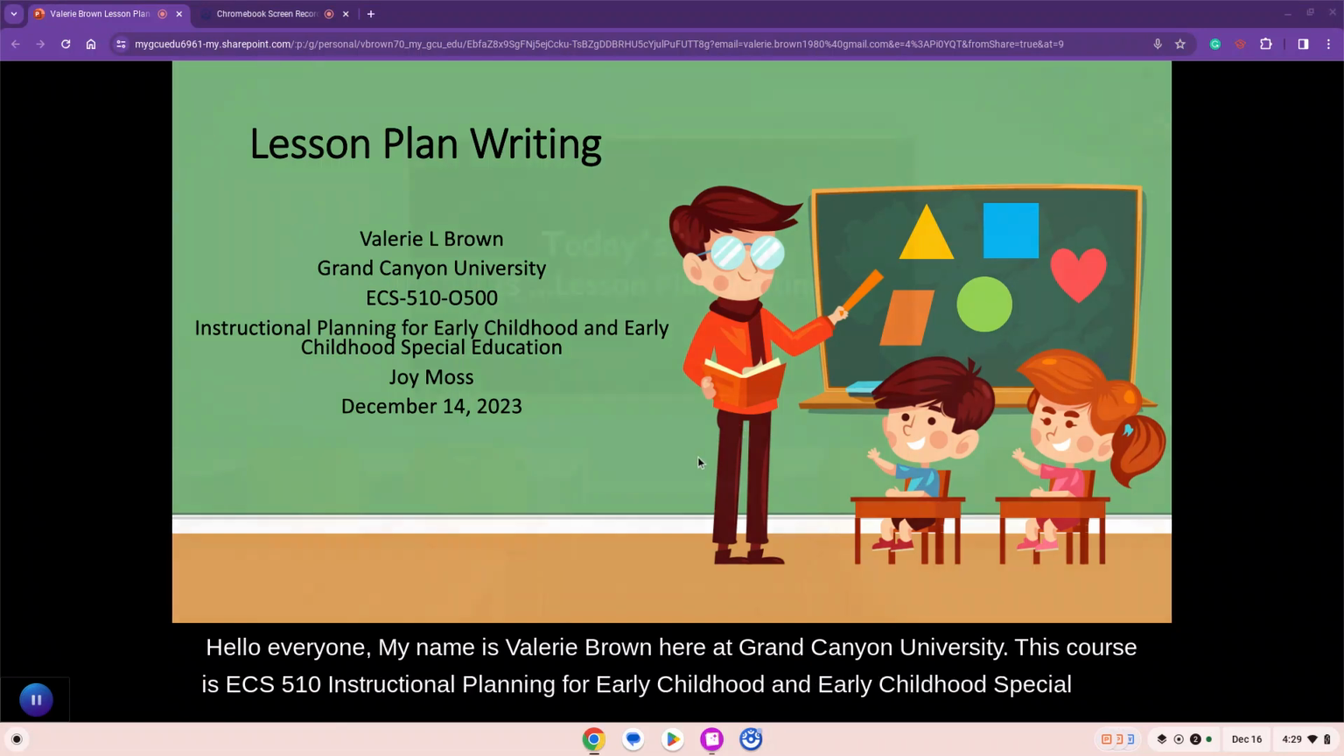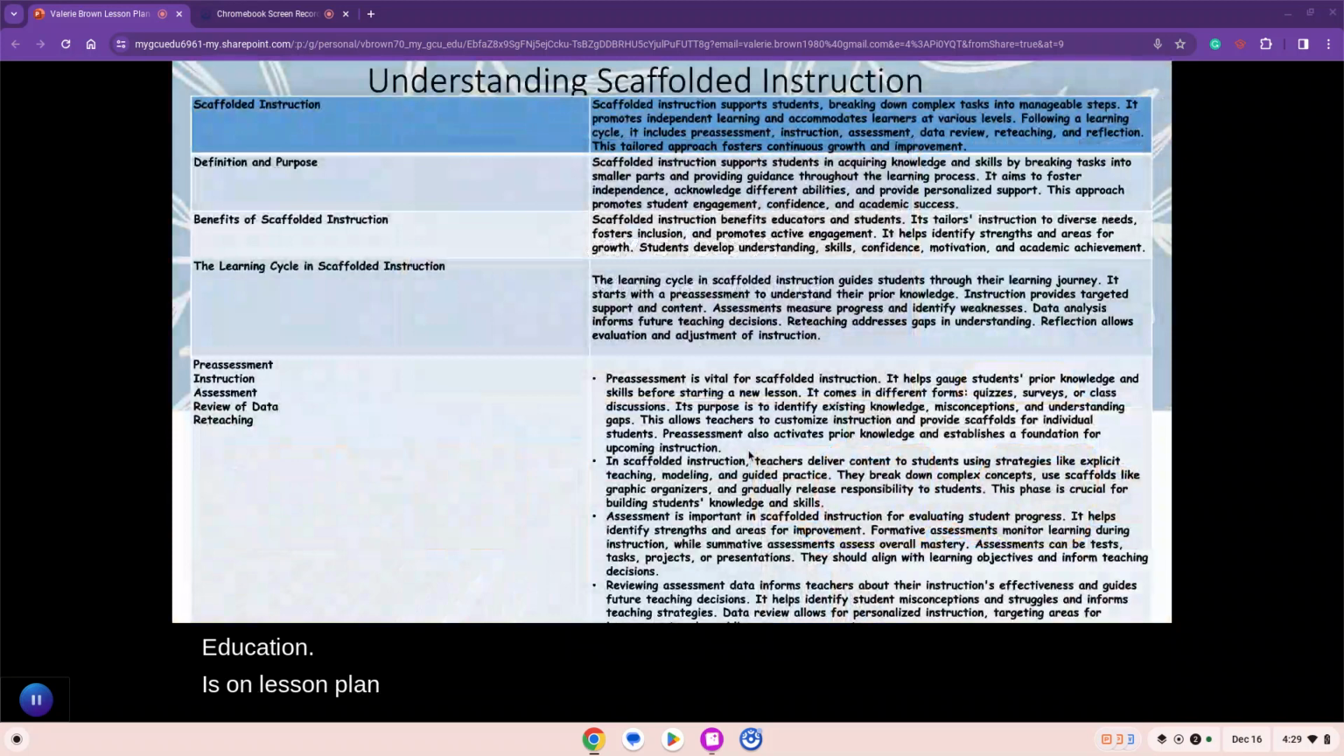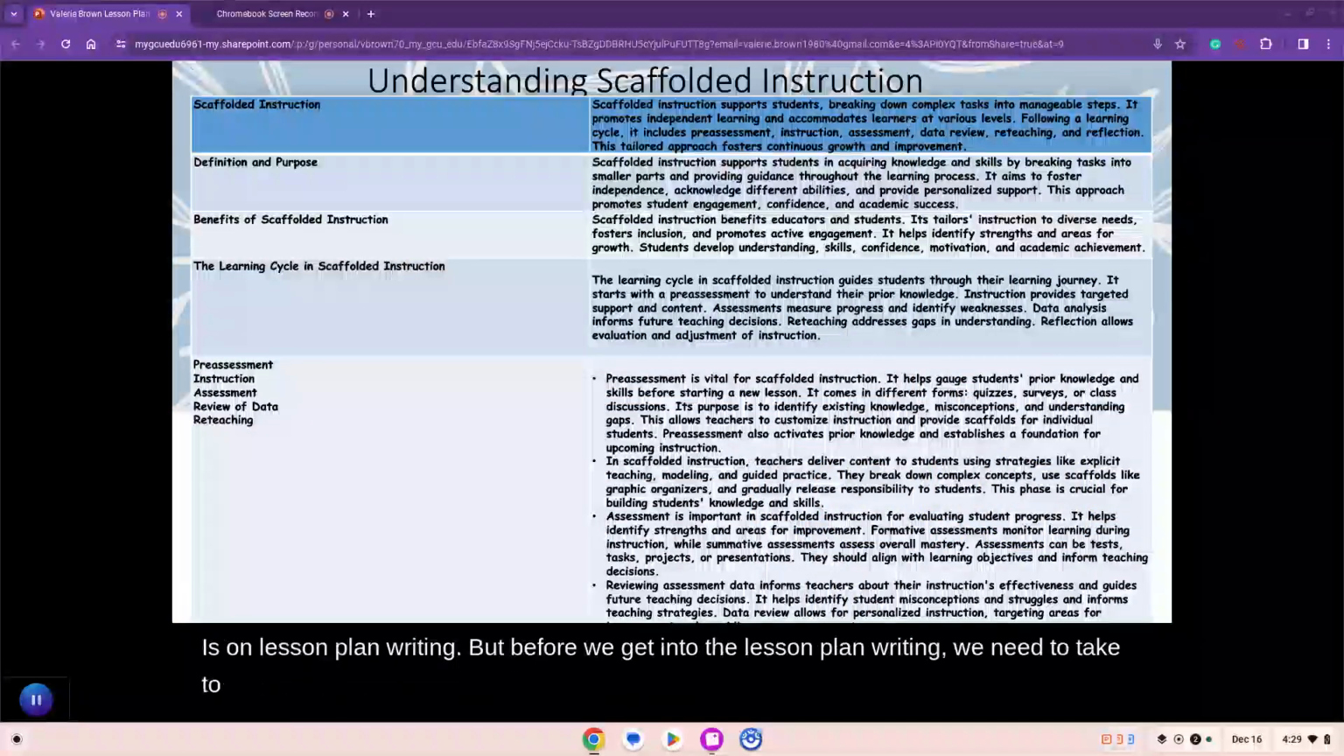Today, the lesson is on lesson plan writing. But before we get into the lesson plan writing, we need to understand scaffolded instruction.